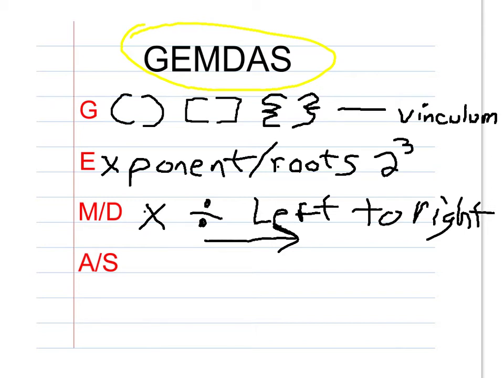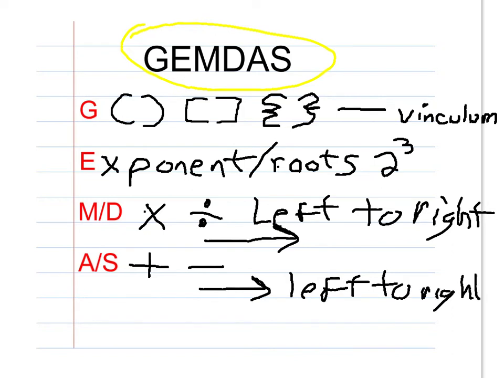The last step in the order of operations, and you've probably guessed it already, is A and then S. So the A stands for add and the S stands for subtract. And that follows the same rule as multiply and divide. We're going to do that left to right. So what I want you to do is make sure that your notes are all filled up to this point, and we're going to do some practice problems together.